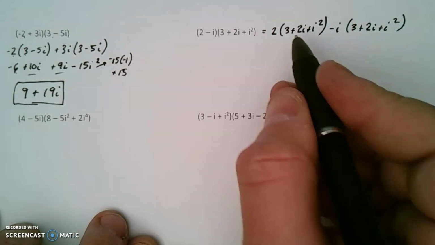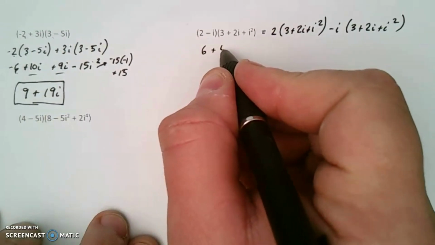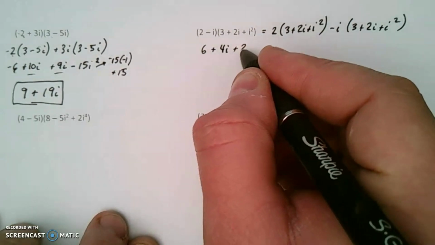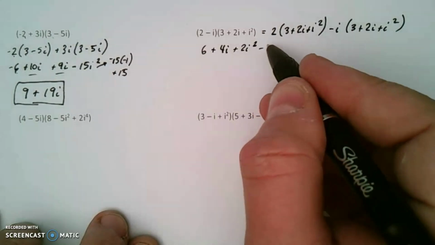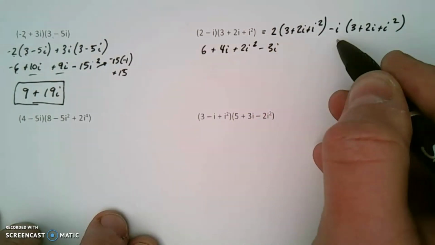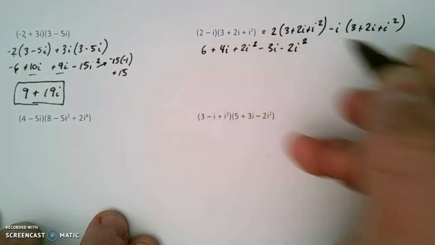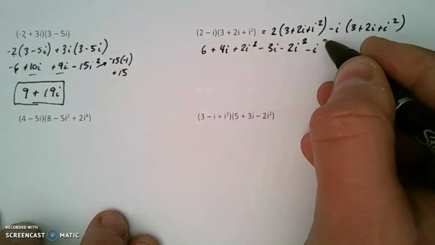So 2 times 3 is going to give me 6. 2 times 2i is going to give me 4i. And then 2 times i squared is going to give me 2i squared. Then we're going to come over here. Minus i times 3 is minus 3i. Minus i times 2i is going to be minus 2i squared. And negative i times i squared is going to be negative i cubed.